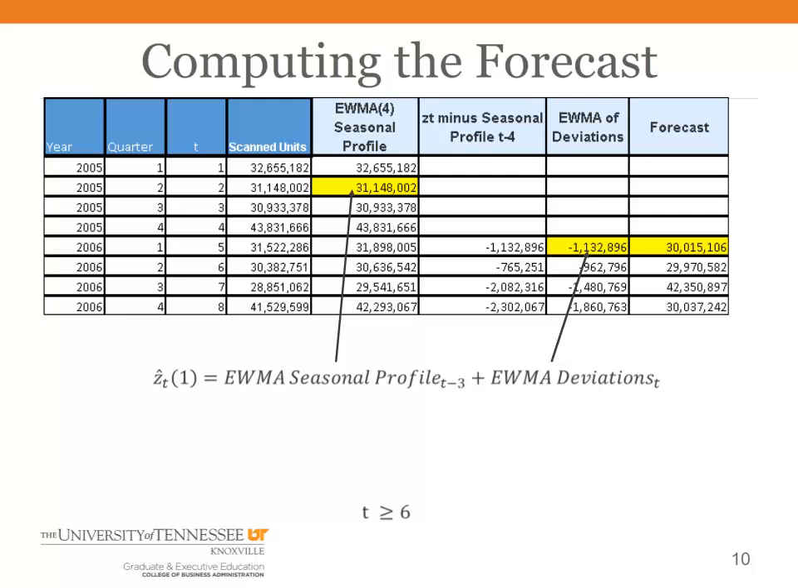So what I'm saying is the starting estimate of the forecast of second quarter sales in 2006 is the profile of the first quarter computed 3 quarters ago, which was 31,655,182. But according to the exponentially weighted moving average of my deviations, we're currently running about 1,132,896 units below that. So I want to adjust my starting forecast by that amount. So I add those two numbers to get a forecast. Again, the numbers here look like the random walk numbers because my exponential smoothing has not kicked in yet.